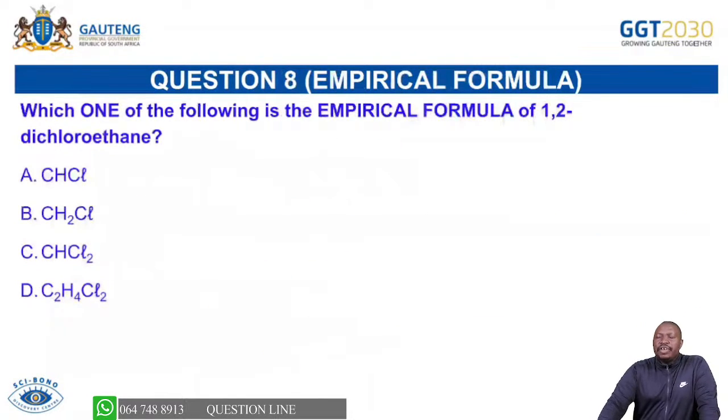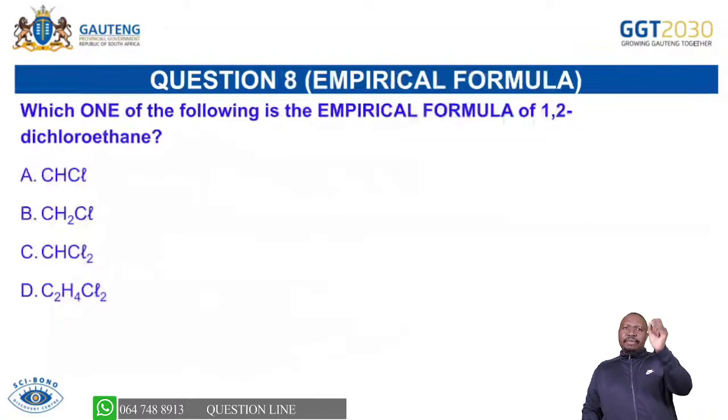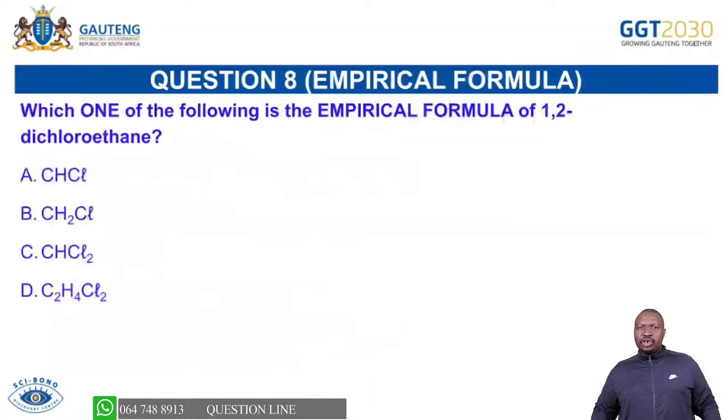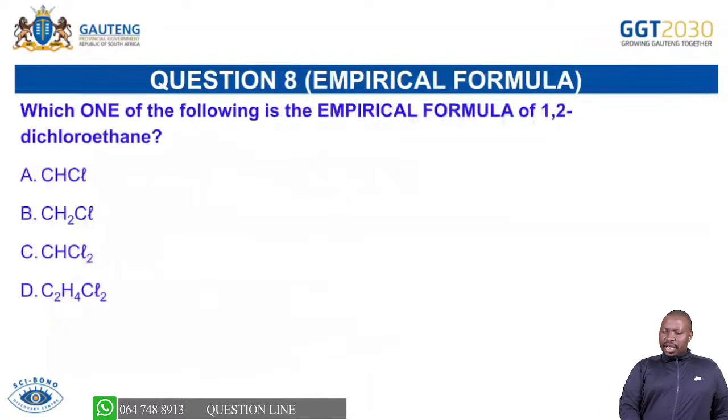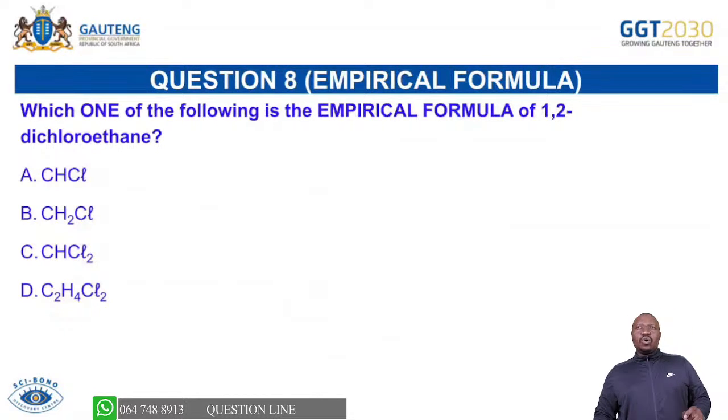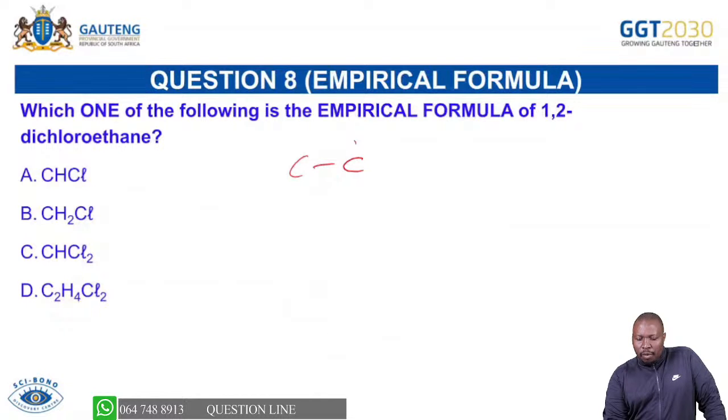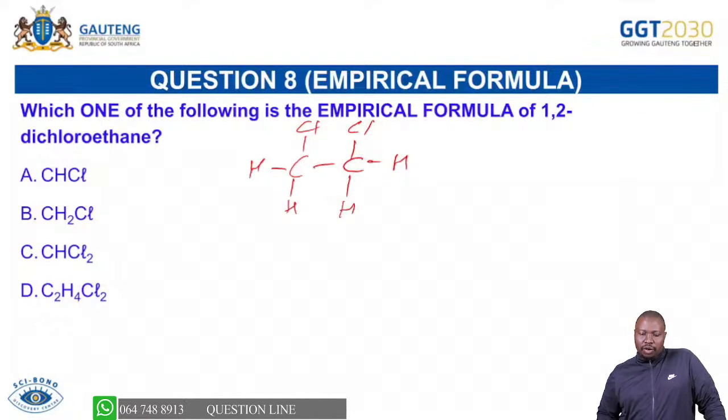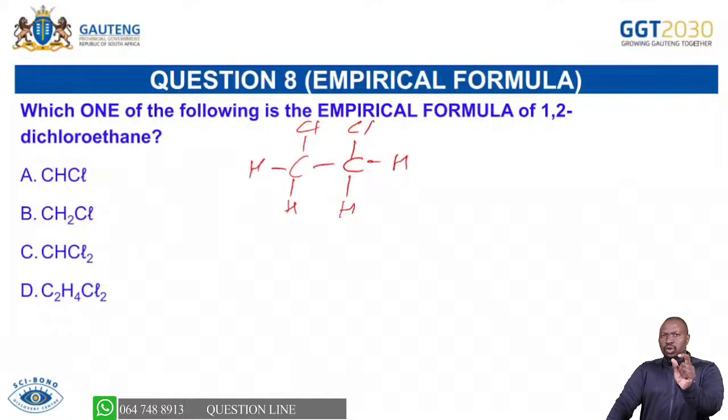Now, the issue of empirical formula is of paramount importance when you're dealing with paper 2. So it's important to check which one of the following is the empirical formula of 1,2 dichloroethane. It becomes even easier when you write 1,2 dichloroethane. So you have 2 carbons, and then you have ethane there. This is our ethane with 1,2 dichloroethane. So you're able to draw it like that.